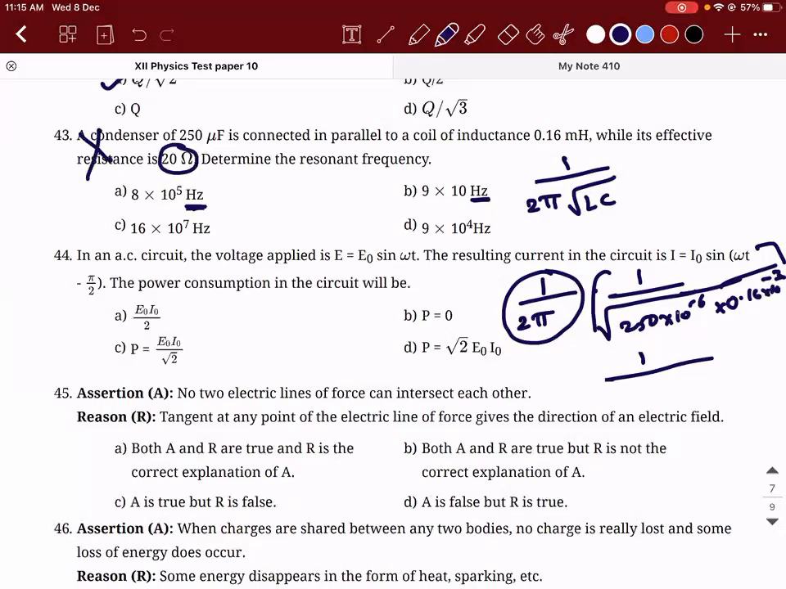This is not a part of your syllabus, so I was only looking at these two. I don't know, when I gave this question, I missed this effective resistance of 20, because when this is there, you need to subtract that value and do it. This is not a part of the syllabus. You will get marks for this.